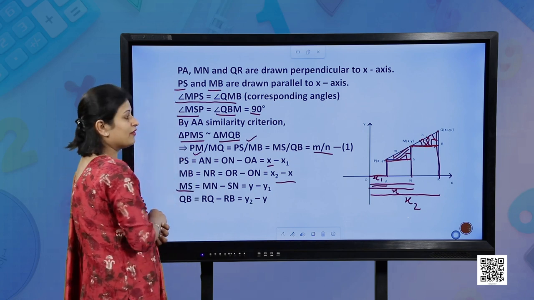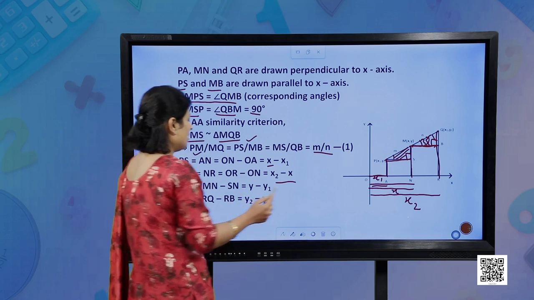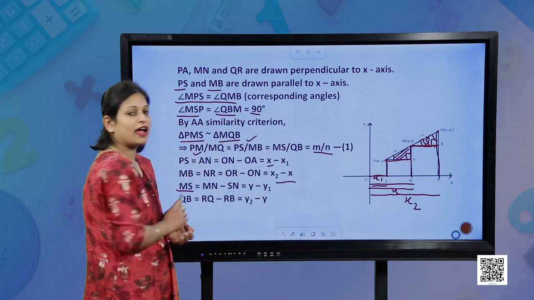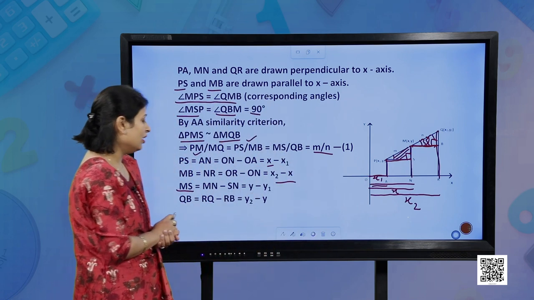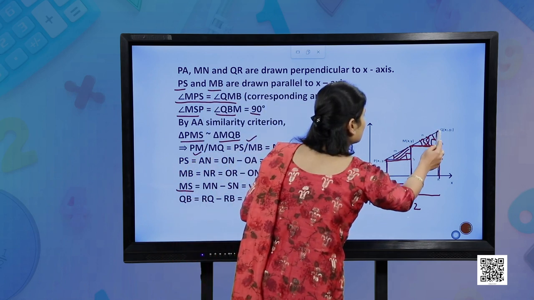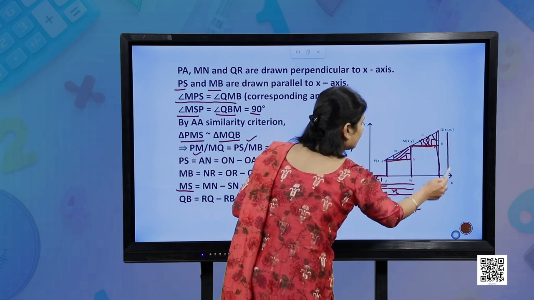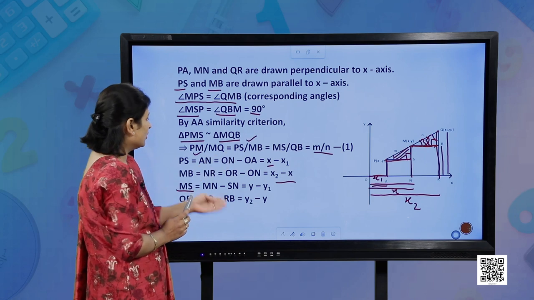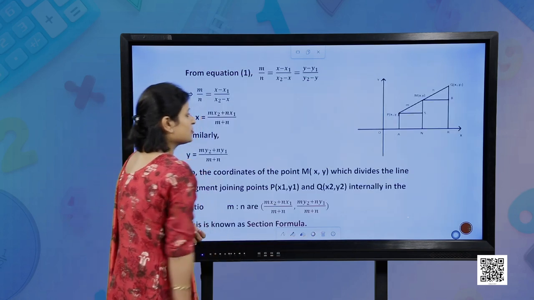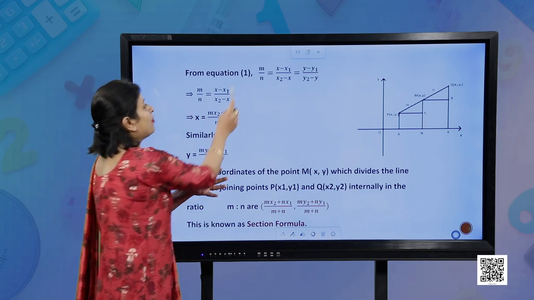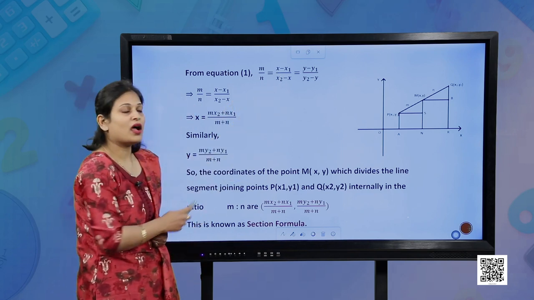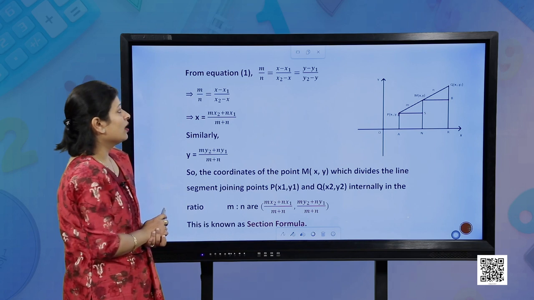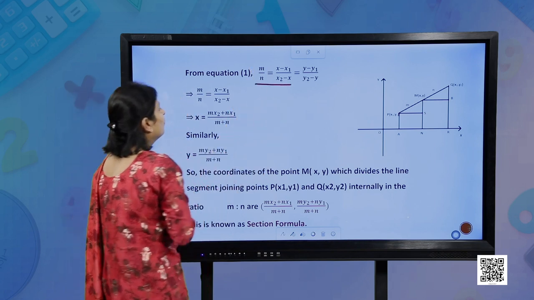Now, you will find the value of MS. MS is MN minus SN. You will get y minus y1. For QB, it is QR total minus this. You will get y2 minus y. Now, you have all the values with you. You have to simply substitute the values. You will get m upon n is (x minus x1) upon (x2 minus x) is equal to (y minus y1) upon (y2 minus y). Now, first you will consider this. What will you get?